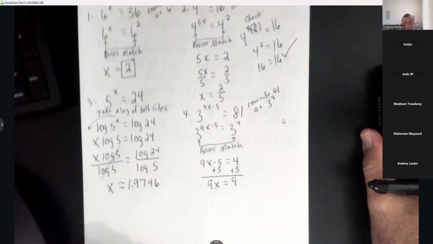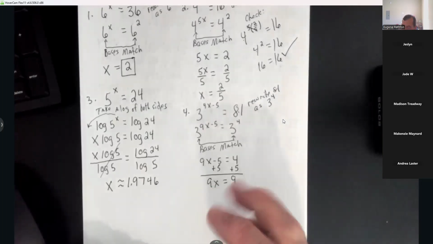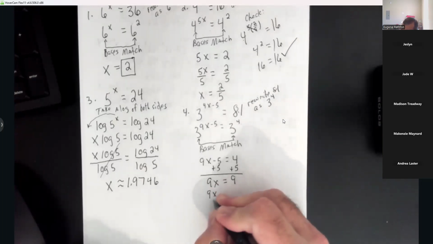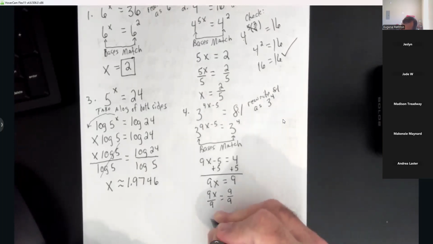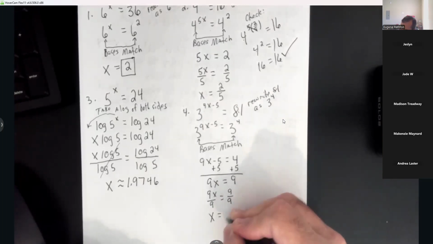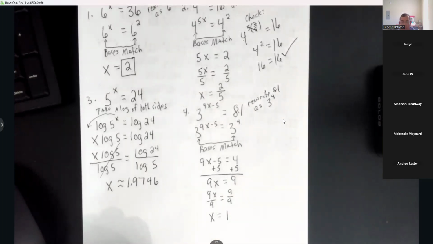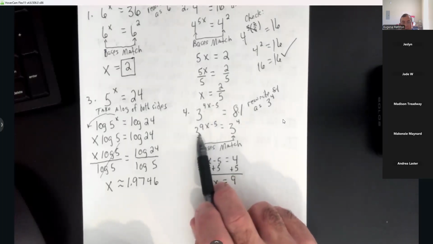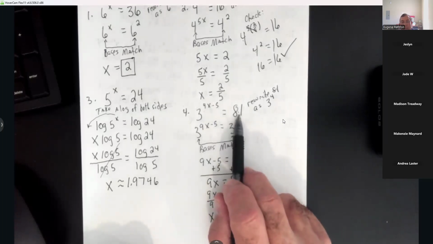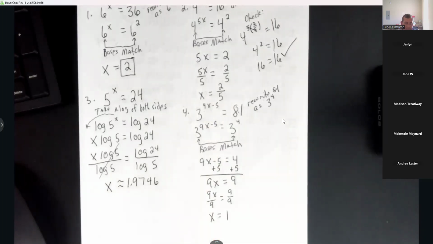And y'all look at that. Our final step, divide both sides by 9. So that cancels, giving me a 1x. 9 divided by 9 cancels, giving me a 1. That makes sense. If you put a 1 in there, 9 times 1 is 9. 9 minus 5 is 4. And 3 to the 4th equals 81.